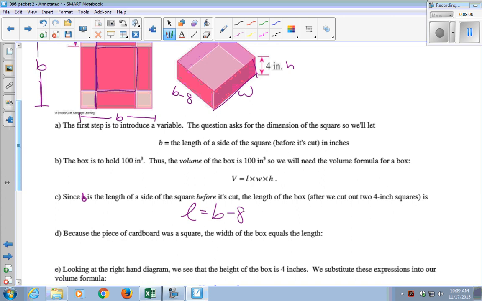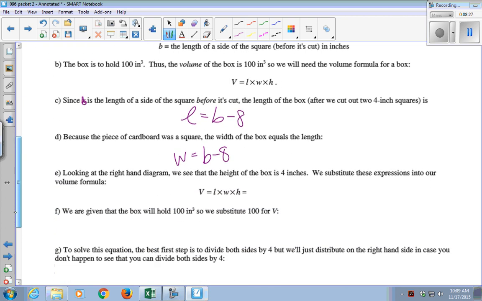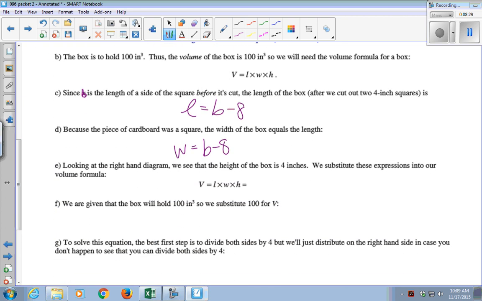And then because it's a square, so is my width. Over here, this is also b minus 8 because the base of my box is a square. So W is also b minus 8. Okay, and then looking at the diagram, the height of this box is 4 inches. H is 4. So I'm going to rewrite volume equals length times width times height. I'm going to replace length with b minus 8, replace width with b minus 8, and replace H with a 4.